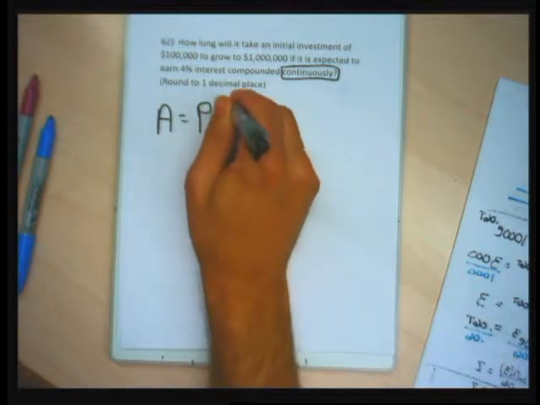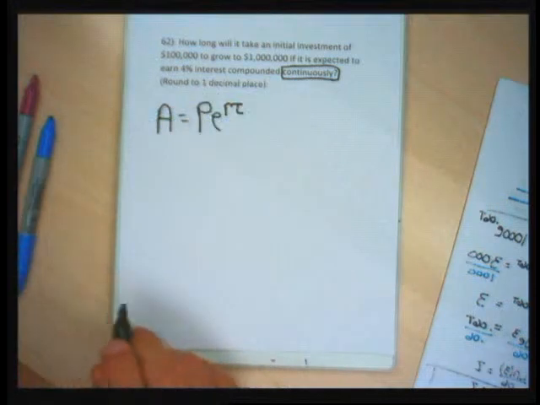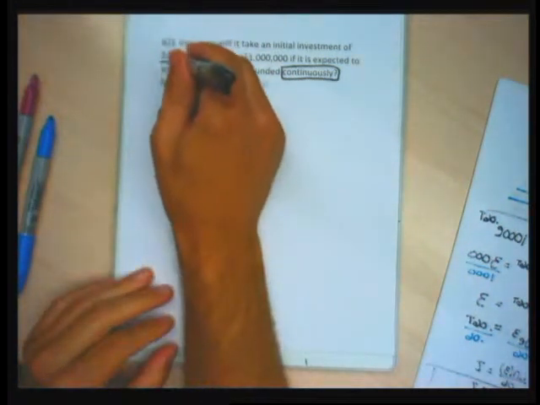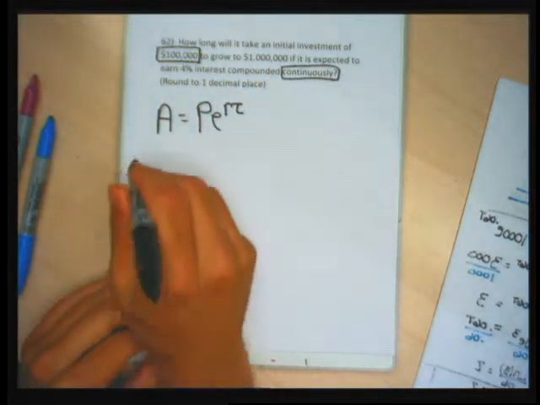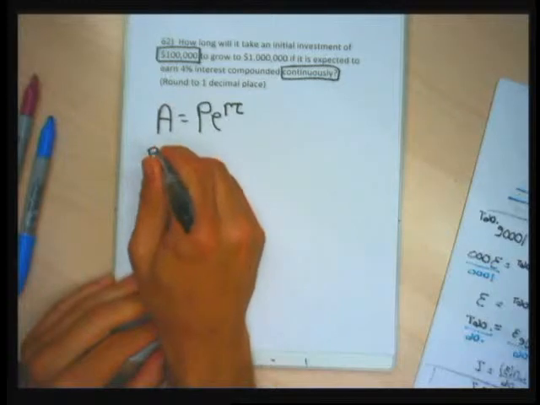So I'm going to use the A equals P e to the RT formula. I need to get 3 of the 4 amounts. The first amount I see is $100,000. That's the initial investment. That's going to stand for P.